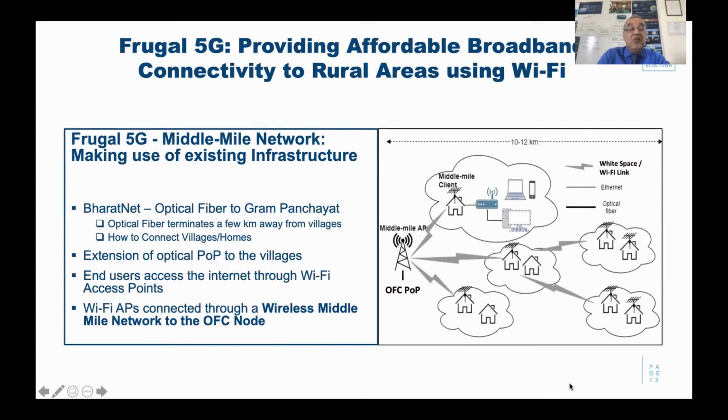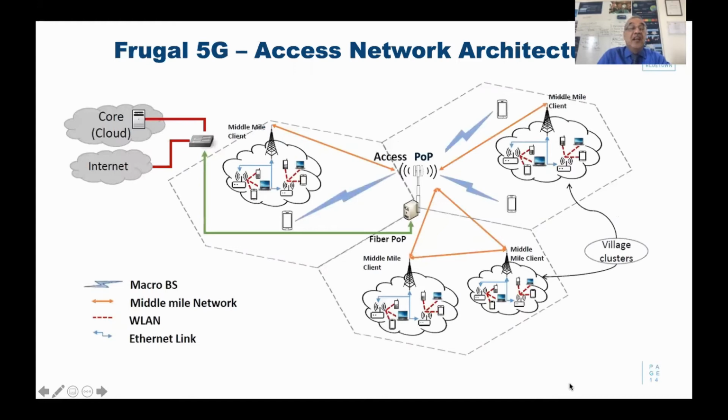End users will access the internet through Wi-Fi access points, which will be put in villages also, and all the devices are always Wi-Fi enabled. These Wi-Fi access points are connected via the wireless middle mile network to the nearest OFC node. So that is how frugal 5G will evolve, by making use of whatever existing infrastructure is there. And this is showing it in more detail.